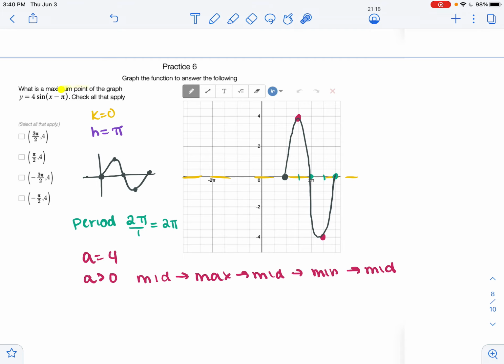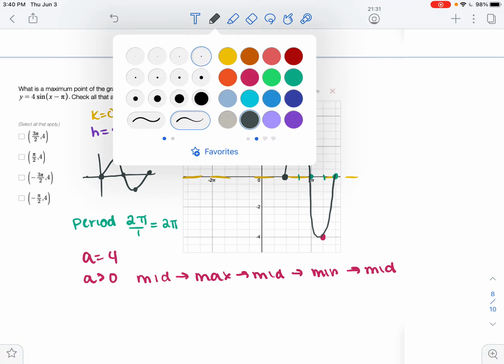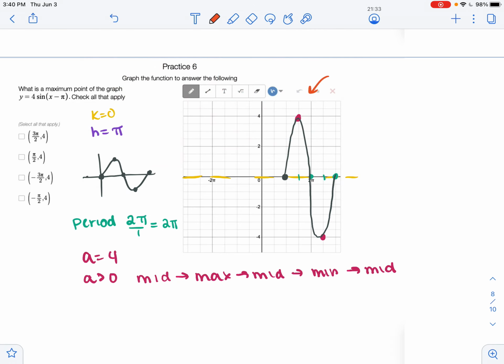Maybe pause and see, okay, we're trying to find a maximum point, so it's going to be occurring at 4. Unfortunately, we can't get rid of any of these answers. I do see that between pi and 2 pi, there's a point at 4. Okay, so thinking back to my unit circle, the angle that is between pi and 2 pi is 3 pi over 2 comma 4, so we can select that first one.